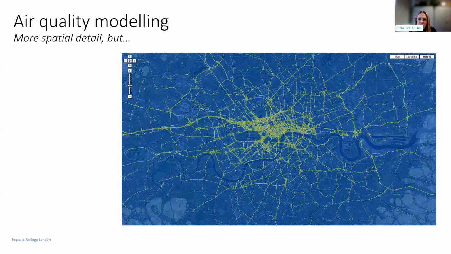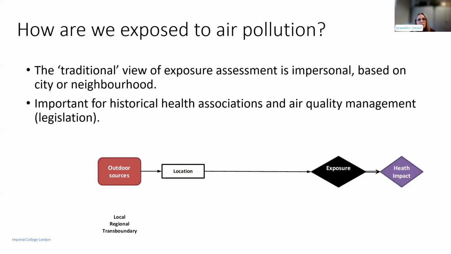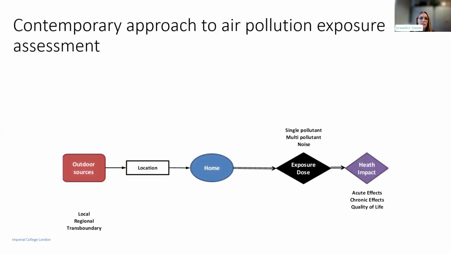So around this time, I started working with Ben Barrett when he was based at King's College in London, and he'd been talking about work that had been done, thinking much more in terms of spatial detail, knowing that people are wandering around. And we started to think a bit more about how people as individuals are actually exposed to air pollution, and talked about the fact that a lot of the studies had been relatively impersonal, based on city or neighbourhood, which are potentially important in terms of legislation, but don't necessarily represent what somebody's exposed to.